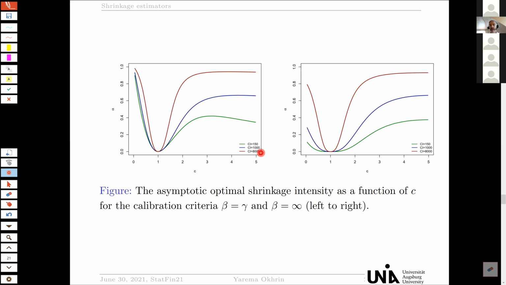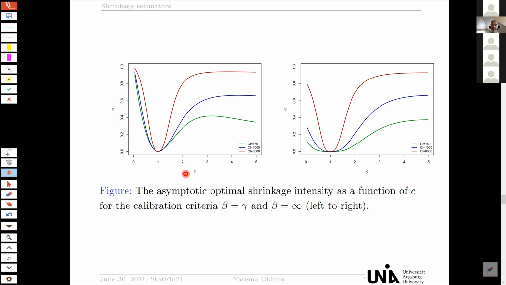The different lines here actually show the condition index of our true covariance matrix. It's the ratio of the largest and the smallest eigenvalue. If the ratio is very large, it means we have more or less unstable matrices, or ill-conditioned matrices. If it is small, then we have well-conditioned matrices.